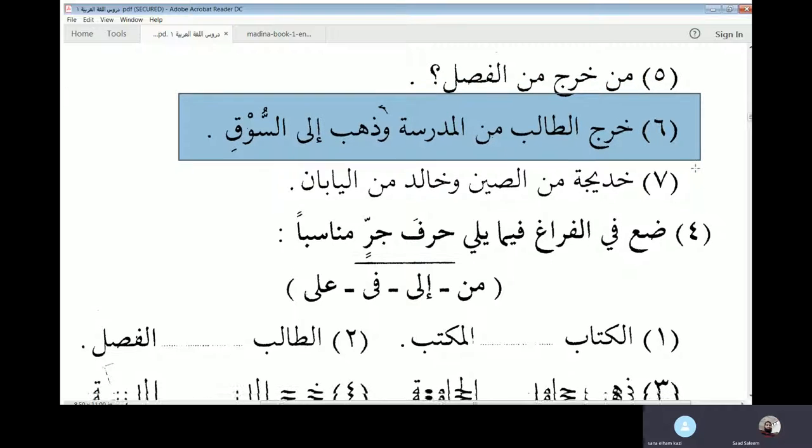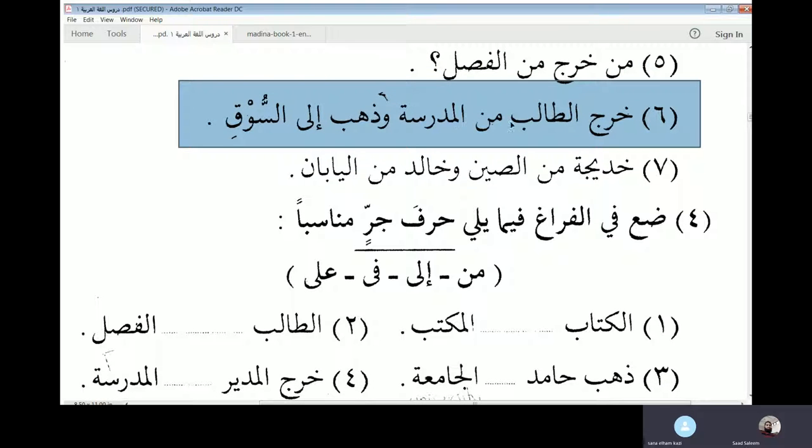خرج الطالب من المدرسة وذهب إلى السوق. خرج is went out, الطالب the student, من المدرسة from the school, وذهب and went, إلى to the market. So the student went out from the school and went to the market.